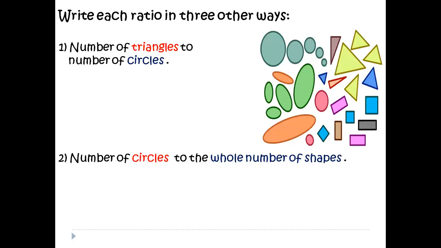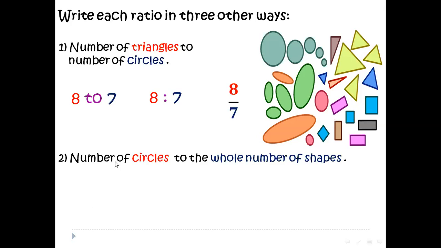To the number of circles, there are 1, 2, 3, 4, 5, 6, 7. Be careful. The green and the orange are not circles. These are ovals, so we don't count them. The circles are only the 2 pink circles and the 5 gray circles. So we have 7 circles. So 8 to 7, or we can write it with columns, or we can write it with the fractional part.